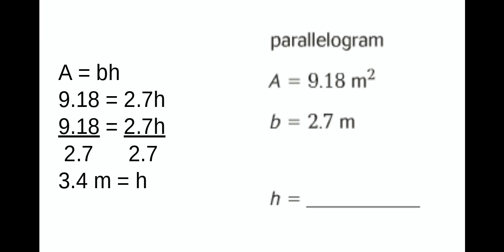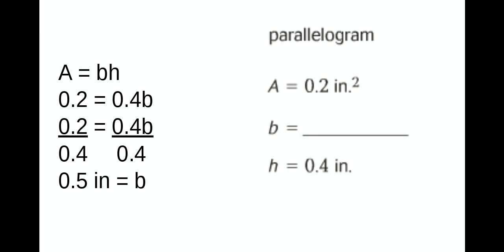Another parallelogram, you're given the area and base, and you don't know the height. Same thing. You substitute your numbers into their correct slots, and then you're going to divide both sides of the equation. You want to balance your equation by 2.7, and that should give you 3.4 meters. And we have another parallelogram.